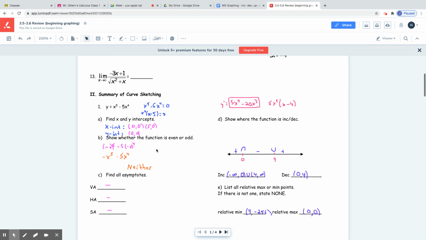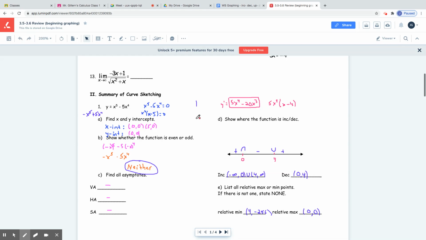To get even or odd, remember, to figure out even or odd algebraically, you plug in negative x for x. If you get the original, that's even. If you get negative f of x, that's odd. So when I plugged in negative x, I get negative x to the 5th minus 5x to the 4th. Well, that's not the original, x to the 5th minus 5x to the 4th. In order for it to be odd, it would need to be negative x to the 5th plus 5x to the 4th. Well, this is not. Negative, negative, that's plus, that's a minus. So that's why I got neither.